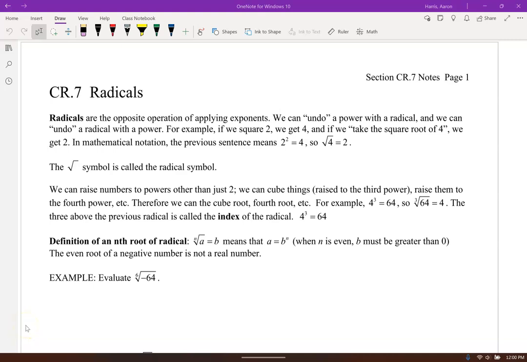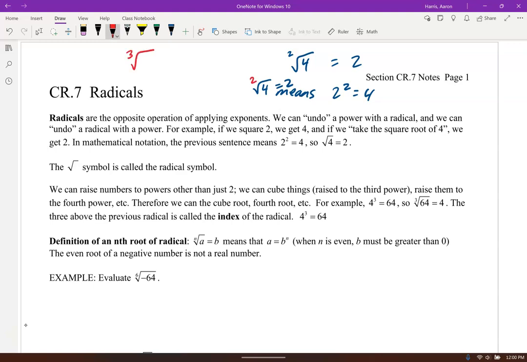All right, critical review 7 is on radicals. So the opposite operation of applying exponents. So we can undo. The square root of 4 means we're taking a second root, right? That means the square root of 4, we know it to be 2. Let me write it this way. The square root of 4 equals 2 means 2 squared equals 4, right? Because it's a second root.